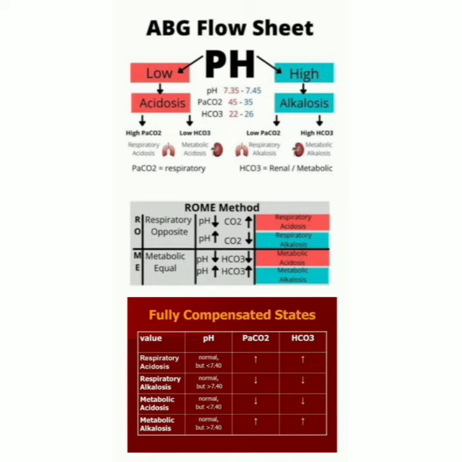Next, compensated metabolic alkalosis. How do we calculate? pH is normal or above 7.40, and partial pressure of carbon dioxide and bicarbonate both are increased. We know that if pH level is increased, that means alkalosis. So here we take alkalosis and the same directions, so metabolic, and compensated because pH level is normal or above 7.40. So that is compensated metabolic alkalosis.